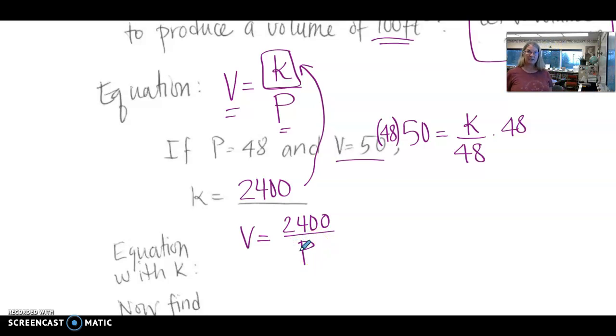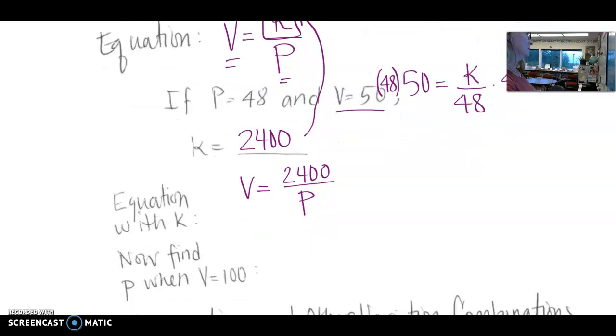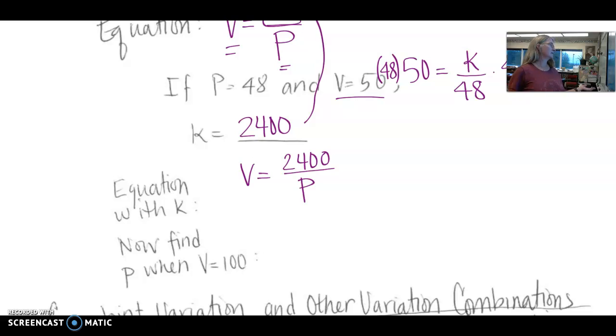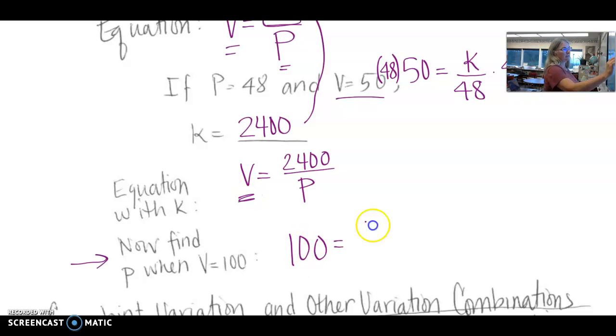Leave V and P as variables because as the pressure changes, the volume is going to change. So those are going to stay as variables until we are wanting to find something like this. Now find the pressure when the volume is 100. So we're going to put in 100 for V, and we're going to solve this for P. There are a lot of different ways you can solve this equation. I'm going to go through the methodical way.